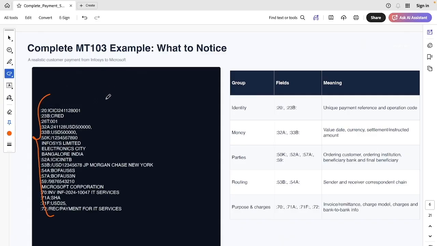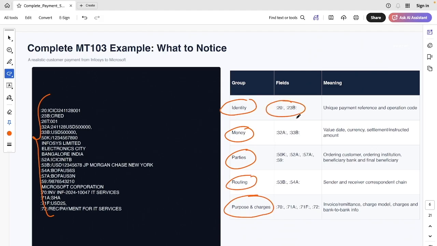We can categorize it in terms of these groups: identity, money, parties, routing, and purpose and charges. First is the identity. These two fields represent the identity of the message. For example, field 20 represents the transaction reference number. This helps the bank trace the payment. Then field 23B shows the bank operation code. For MT103, it's usually CRED, that is credit transfer.